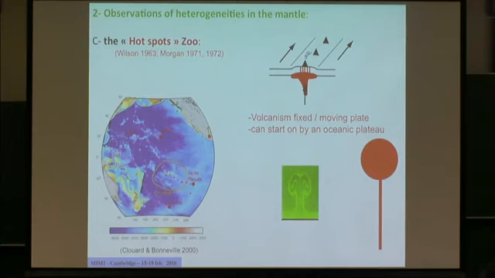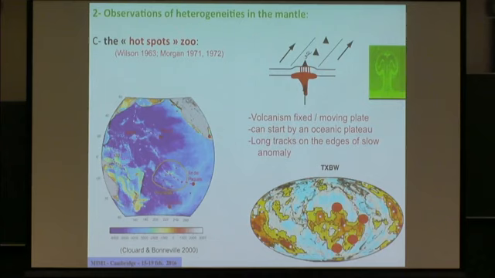So we have several of them, for example, in the Pacific: Hawaii, Easter, Louisville, Galapagos. And if we look at where they are compared to the LLSVPs, in fact, they are on the outskirts of the large low velocity provinces.